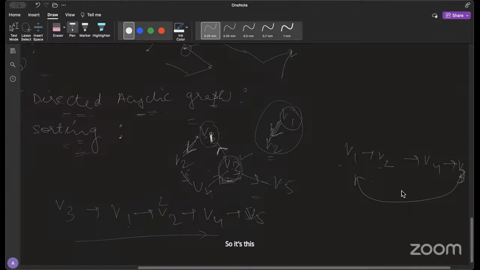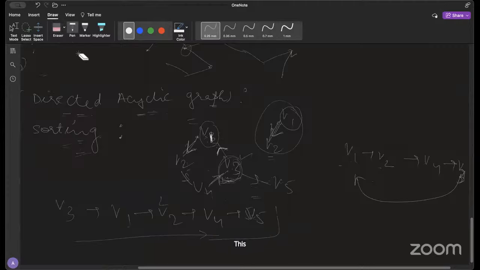Ma'am, in that topological sorting, you have written V3, V1 requires V3, V2 requires V1, V4 requires V2. Then you have written V5. Does this mean that V5 requires V4 to be complete? Yeah, V5 requires V4, but this arrow was not there initially. I've just made this for you to understand why a cycle is a problem. Okay, V3 to V1, V1 to V2, V2 to V4, then V4 to V5.